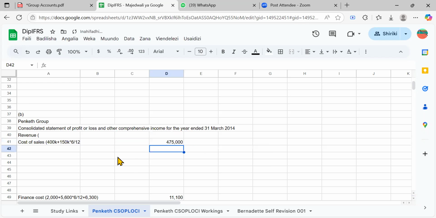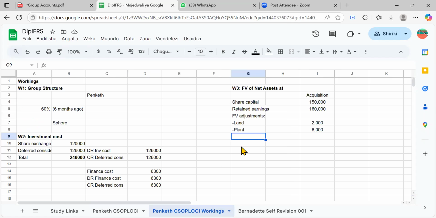6/12, just like that. Okay. Now let's get the depreciation. How do we get the depreciation? We are told it goes to cost of sales. The normal formula for getting depreciation: we have the plant at 6,000, right?